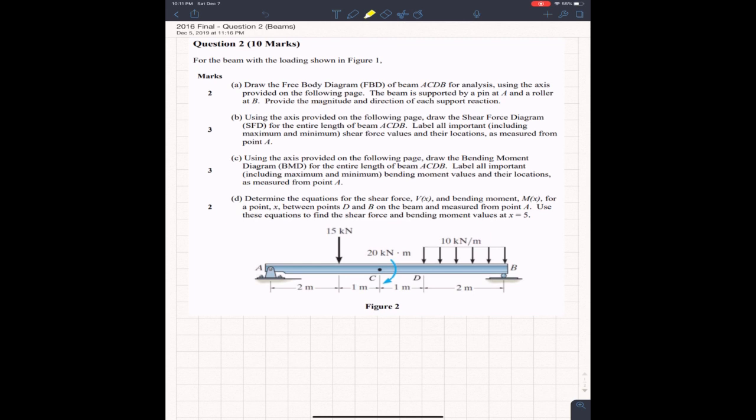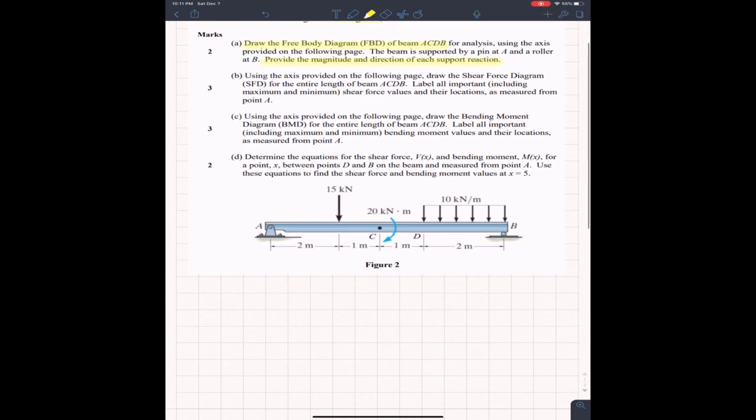bending moment diagram. So if we look at this question right here, it says, for the beam with the loading shown in figure 1, so we see that the loading is shown in figure 2, I guess. There's a mistake on this final. It says 3 things for the first 3 questions. 1 is draw the free body diagram of the beam. And then it says determine the support reaction. So the beam is supported by this. Provide the magnitude and direction of each support reaction. So basically the first part's just draw the free body diagram and determine the support reactions. So that one's not bad.